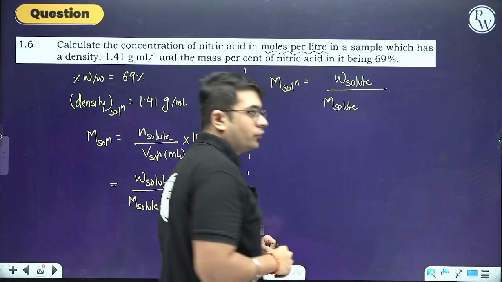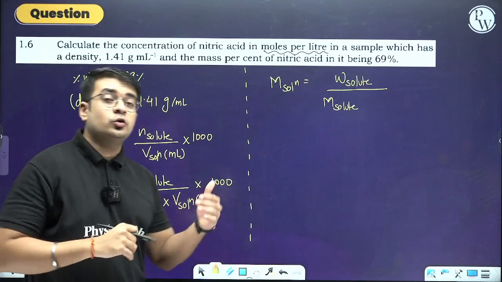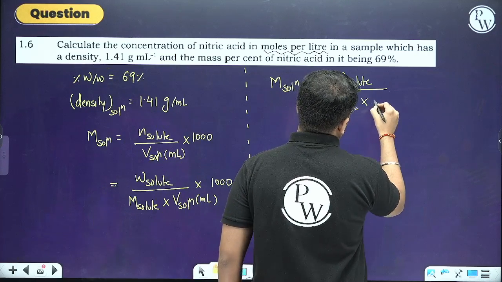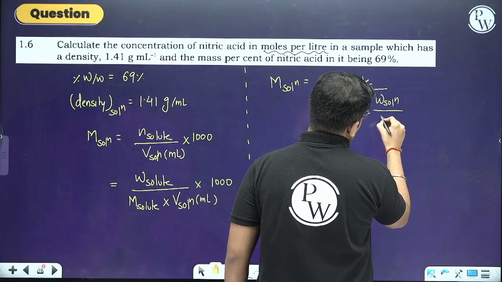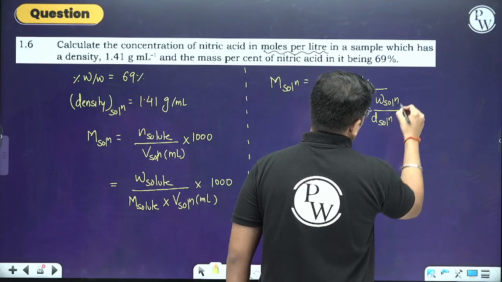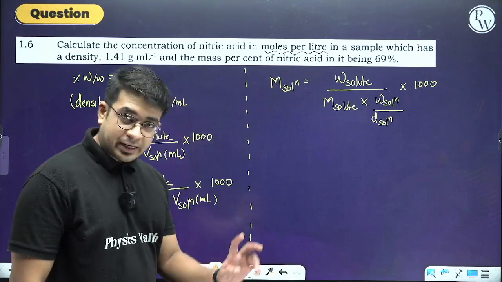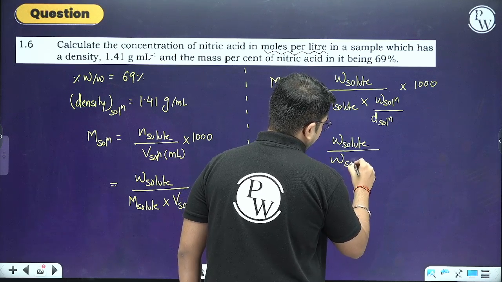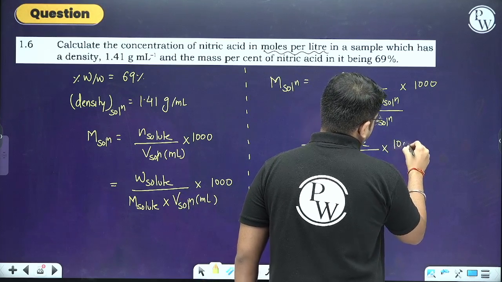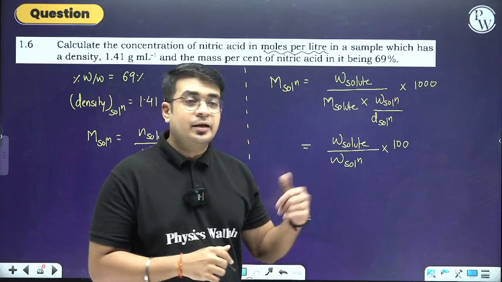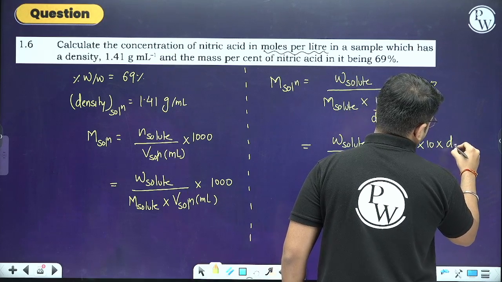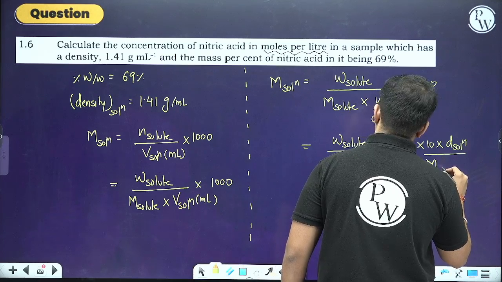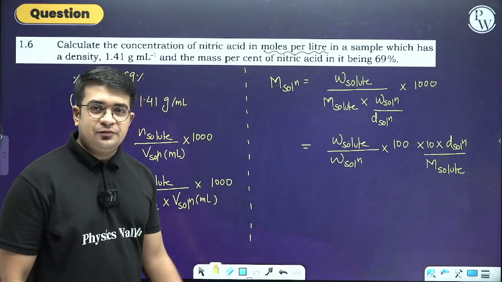Then for the volume of the solution, you can use the formula of density. Density is equal to mass per unit volume. Now volume will be the weight of the solution divided by the density. So that will be W of solution divided by the density of the solution multiplied by 1000. Again I am going to rewrite it. That will be W of solute divided by W of solution, multiplied by 100. Why am I doing this? I am expanding this 100 as multiplied by 10. So multiplied by 10 multiplied by the density of the solution, then divided by the entire part, which is the molar mass of the solute. Now you can see we have a specific concentration term.